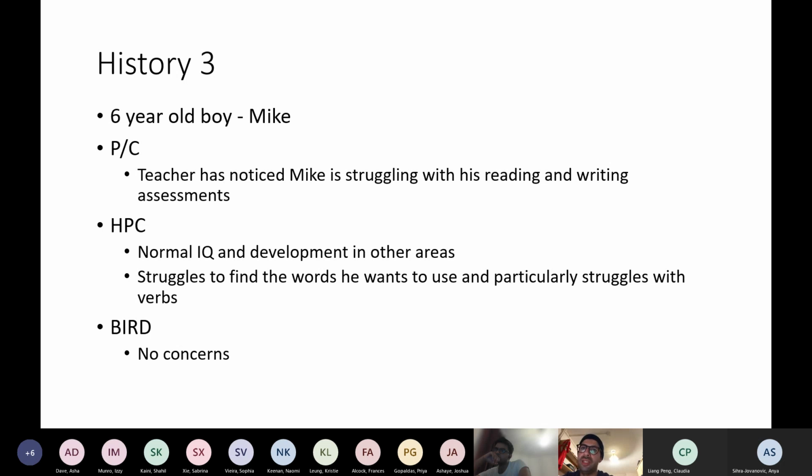So this is Mike. He's 6 years old, so a bit older now. The teacher notices Mike is struggling with reading and writing assessments. He has a normal IQ and normal development in other areas, but he struggles to find the words he wants to use and particularly struggles with verbs. Okay, what's going on here then? Six years old this time, so a little older.